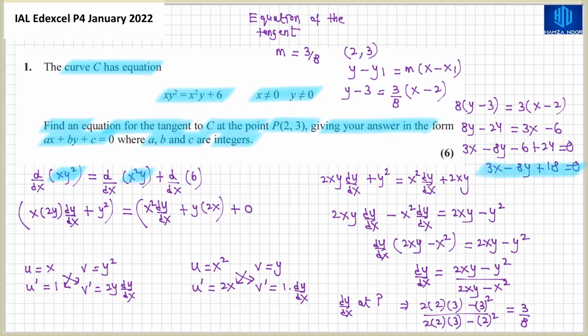Here we have found the equation of the tangent in the form ax + by + c = 0, where a, b, and c are integers. So this is supposed to be our final answer. So this was question number 1 of the International A-Level Edexcel P4 January 2022 paper.